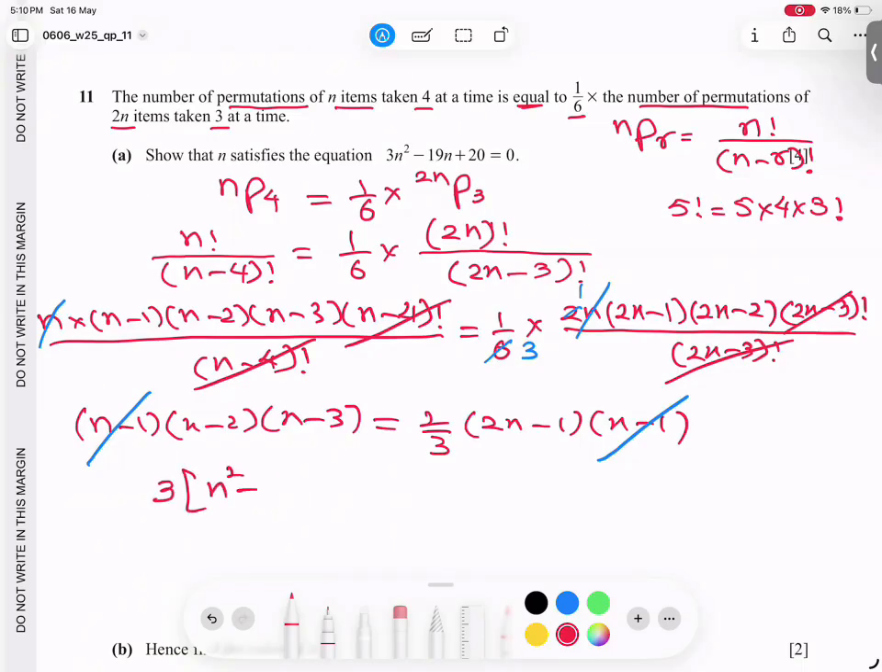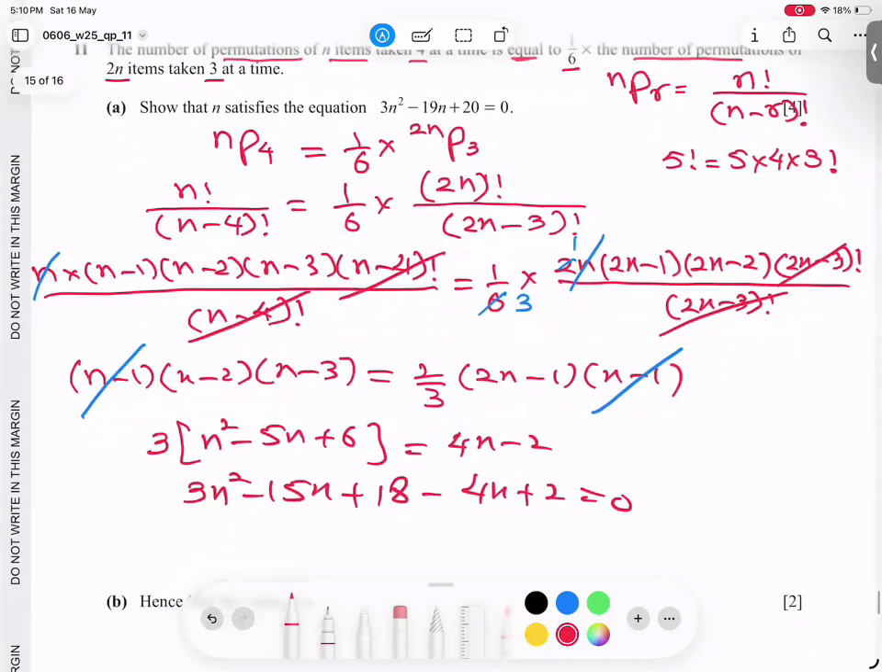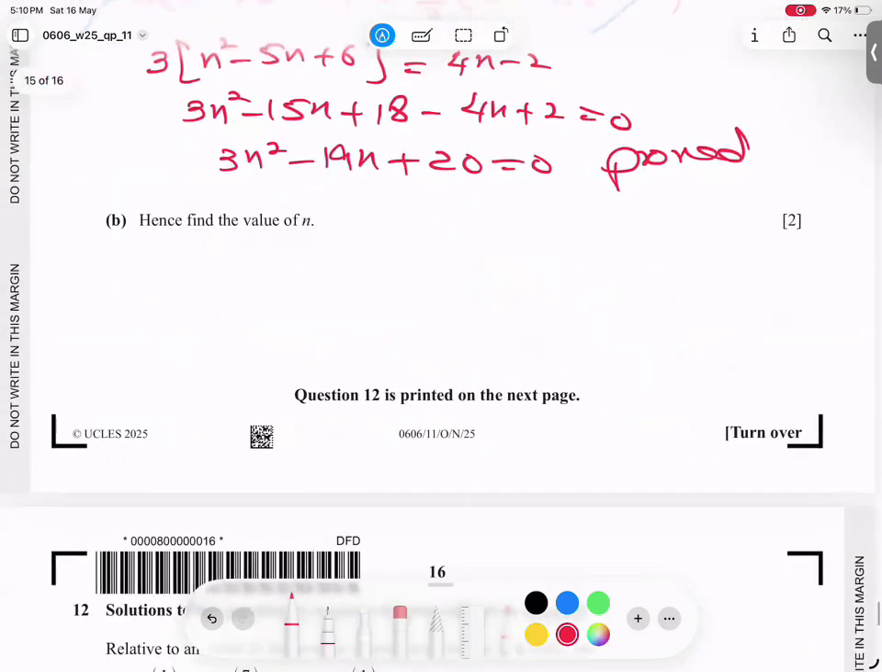n to power 2, negative 5n and plus 6. 2 2s are 4n and negative 2. 3n squared, 3 5s are 15, 3 6s are 18, and both values will come to this side. And finally, I'm getting here 3n squared negative 19n and plus 20 is equal to 0, proved. This is done. Now he's asking for the n value.